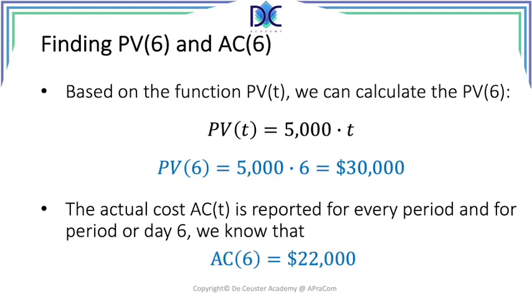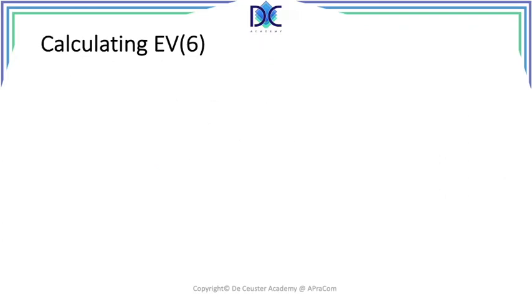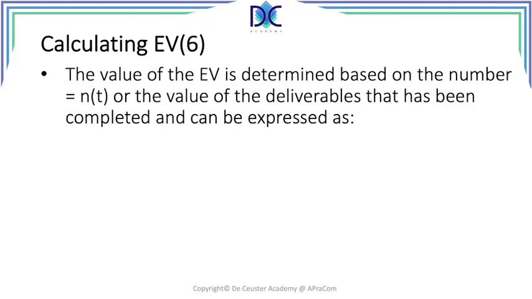So now we have all the parameters. We have the budget at completion. We have the planned value at period 6. We have the actual cost at period 6. And we still have to calculate the earned value at period 6. The value of the EV is determined based on the number, and I call it N as a function of T, the number of deliverables that have been completed at a certain moment in time. And we can say that the earned value as a function of N is in fact 2,500 times N of T. So N of T means the amount of deliverables that have been completed at that moment.